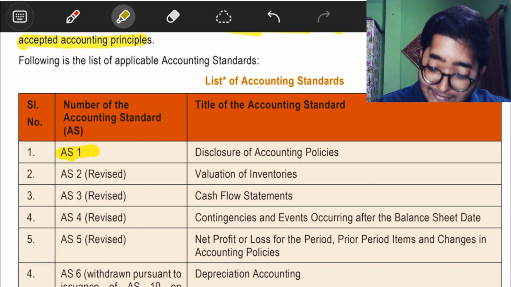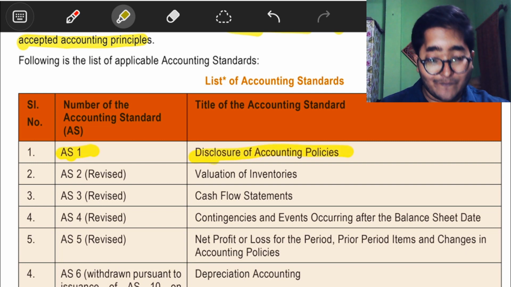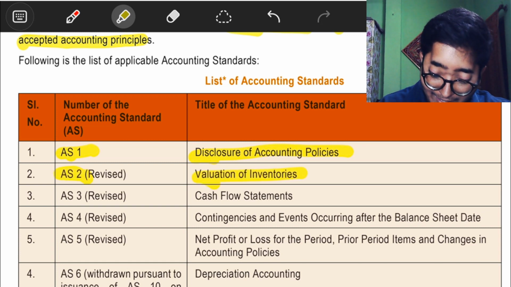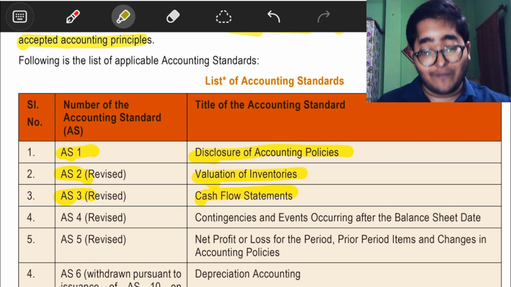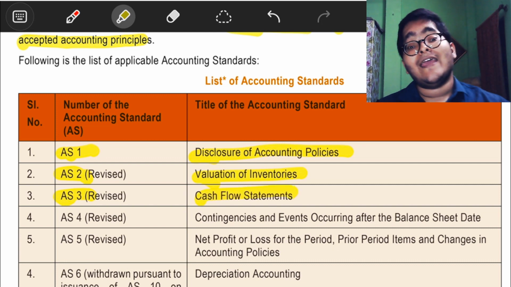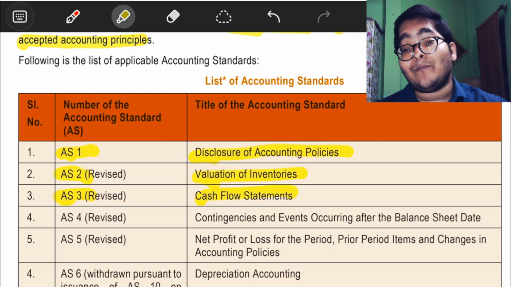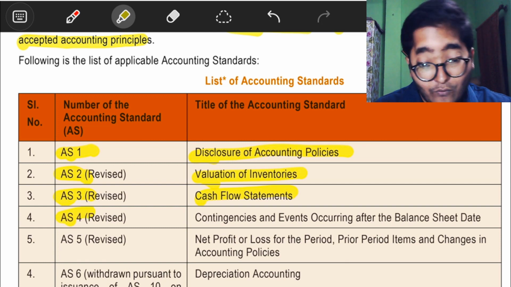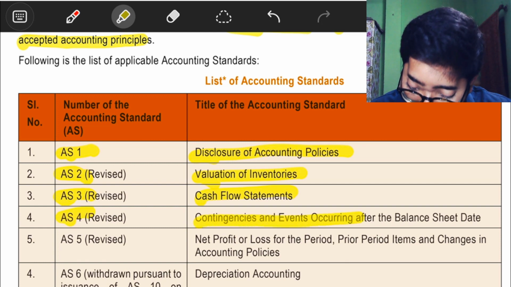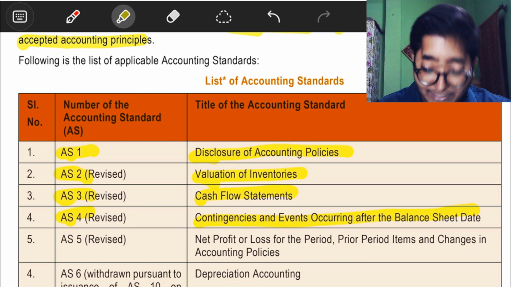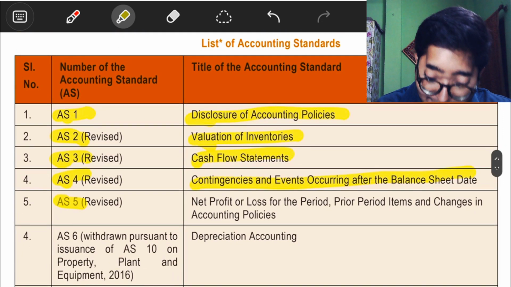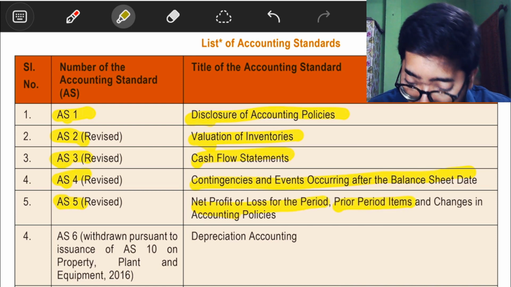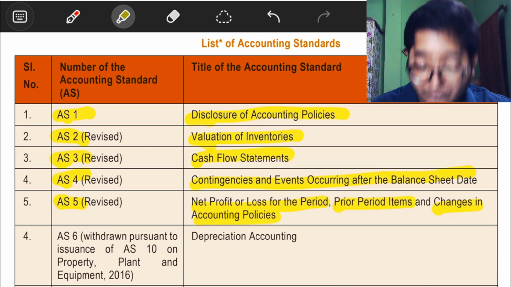AS1, that is the disclosure of accounting policies. AS2, valuation of inventories. AS3, cash flow statements. For your information, cash flow statements are mandatorily prepared by the companies in India. AS4, contingencies and events occurring after the balance sheet date. AS5, net profit or loss for the period, prior period items and changes in the accounting policies.